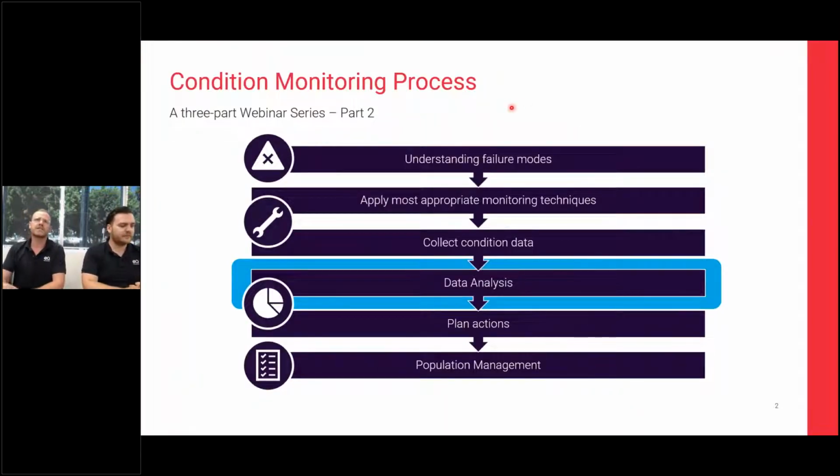Okay, so this is the second part of a three-part webinar series. Last time we went through applying the most appropriate monitoring techniques and how to collect the condition data. Today we're going to go through data analysis, and then there'll be a third one on what to do with all the information and how to plan some actions around that.